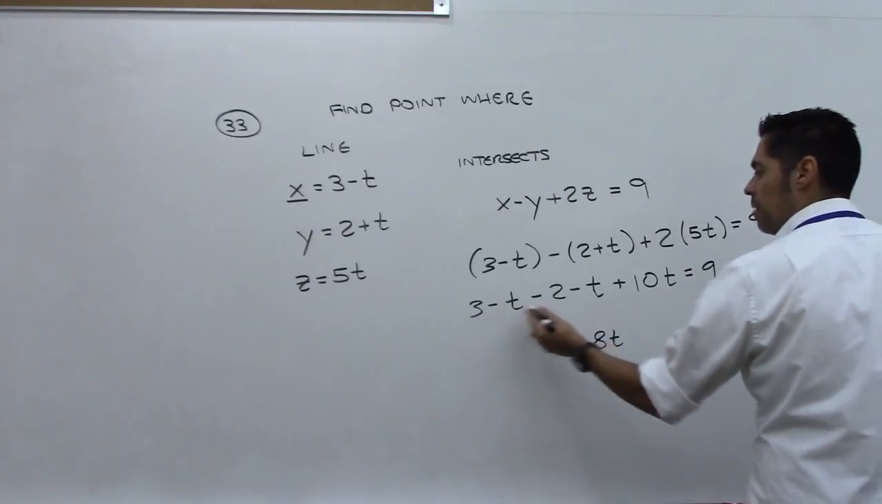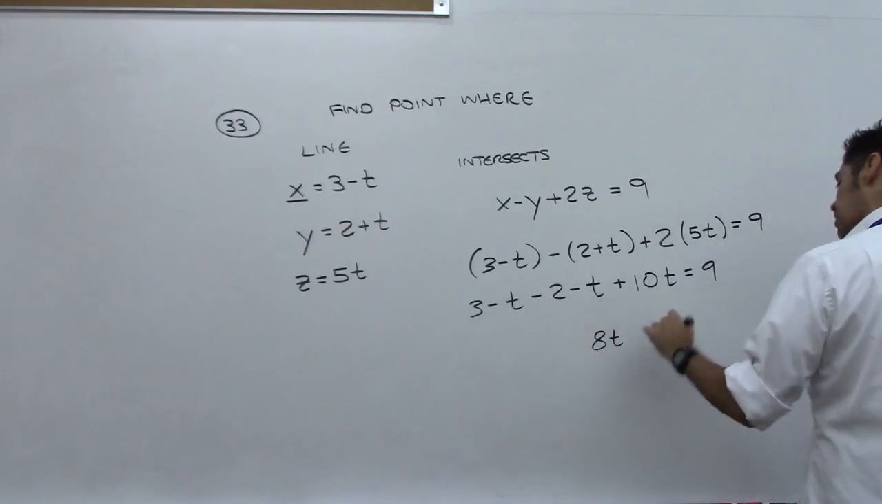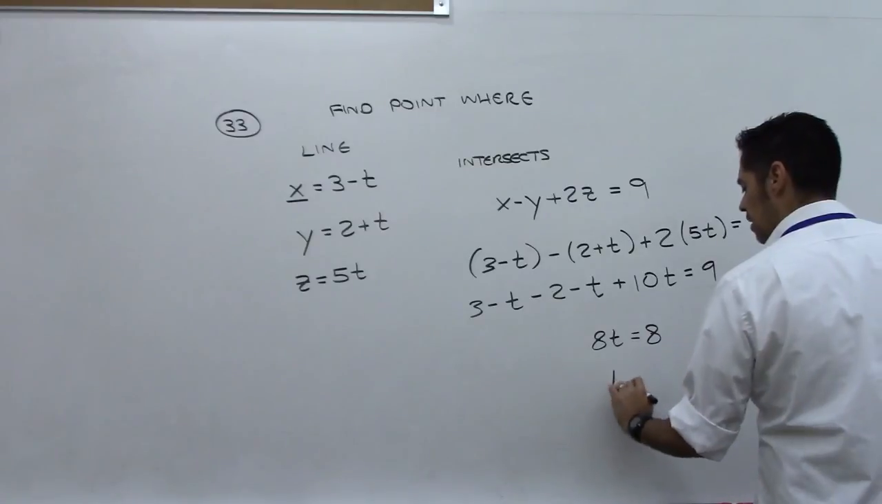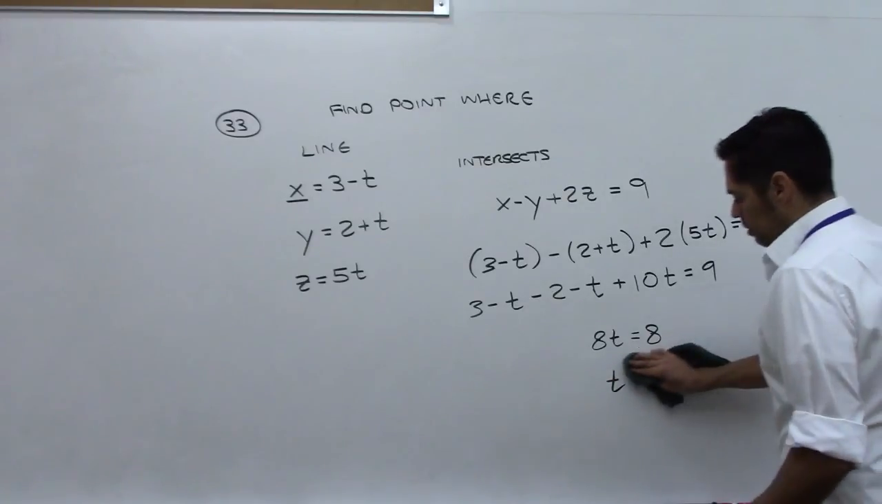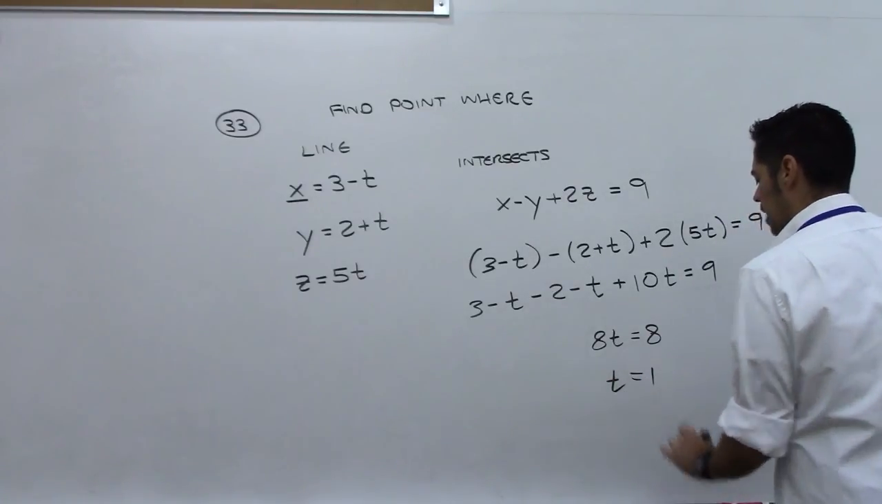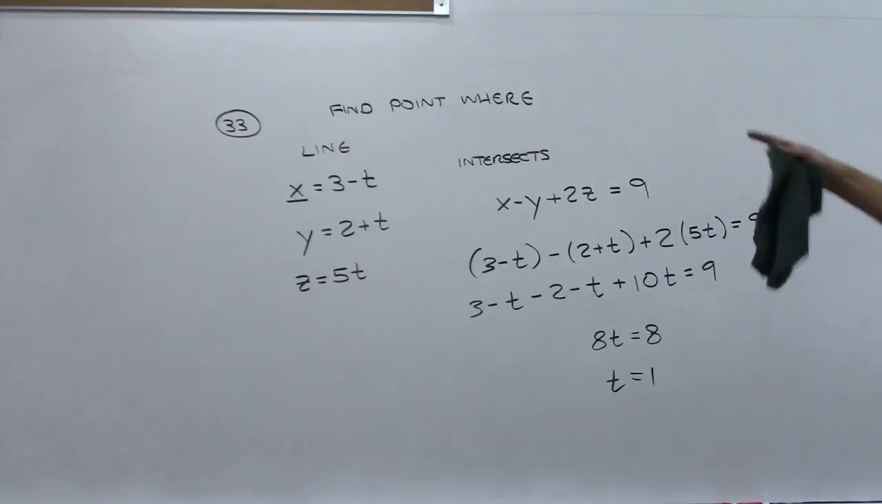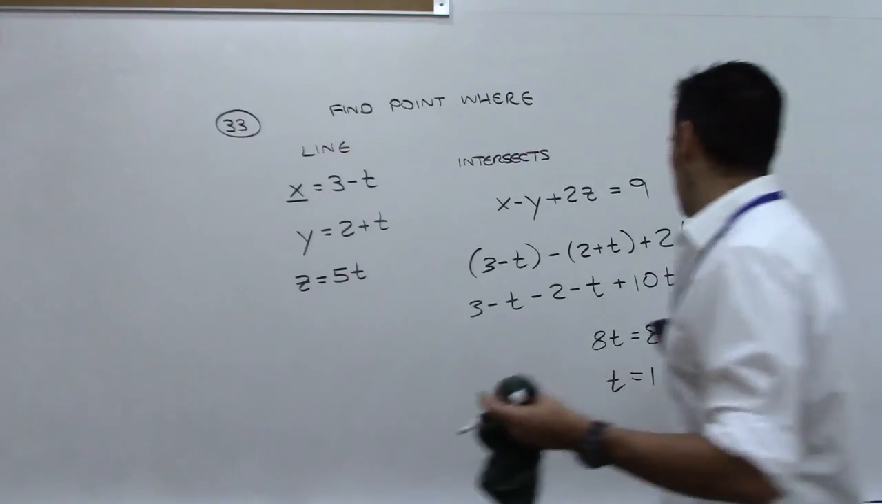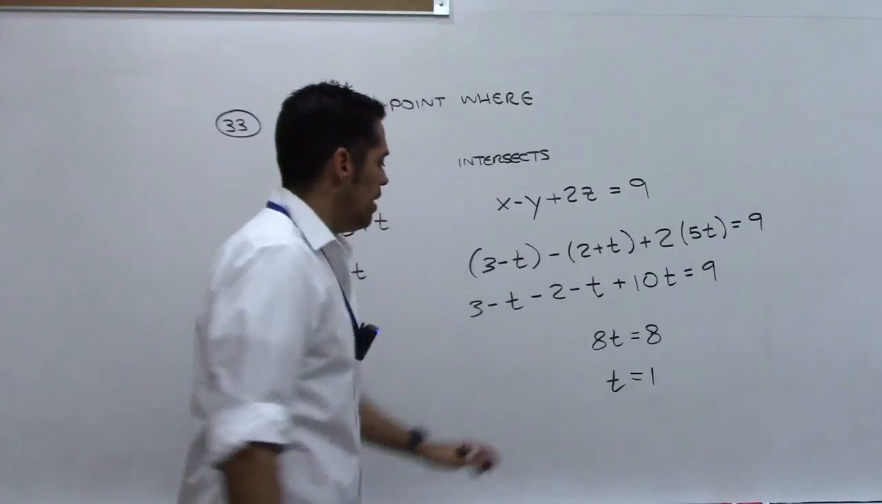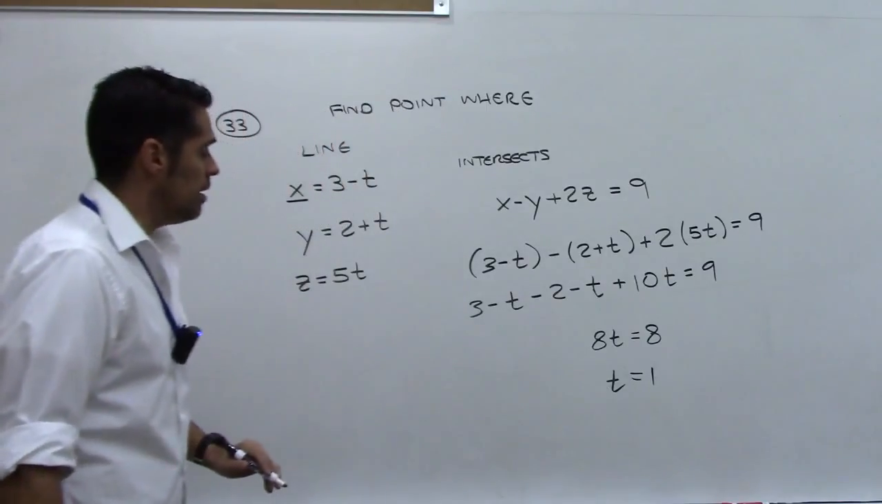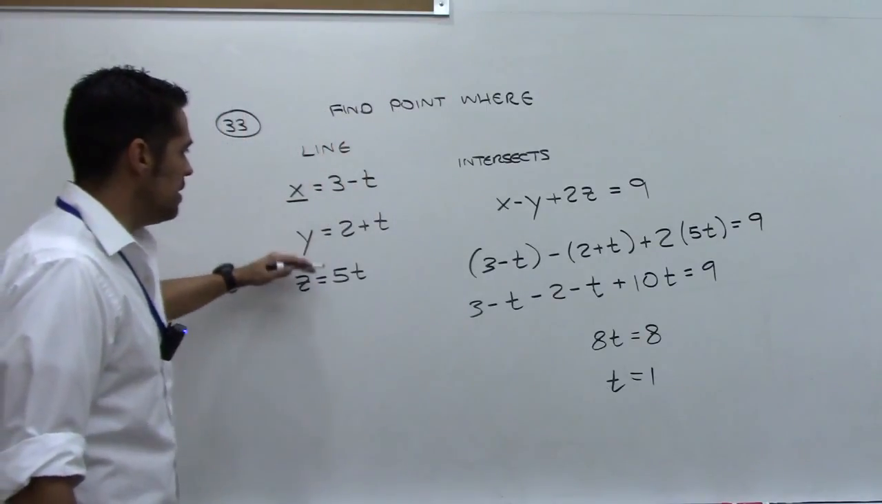And then 3 minus 2 is 1, and then take it to the other side, you get 8. Ooh, that's nice. t is 1. Is that the answer? No, because we want to know the point where they hit each other. So where is this point? It's the point that you get when you let t equal 1. So I come back over here and I just let t be 1.